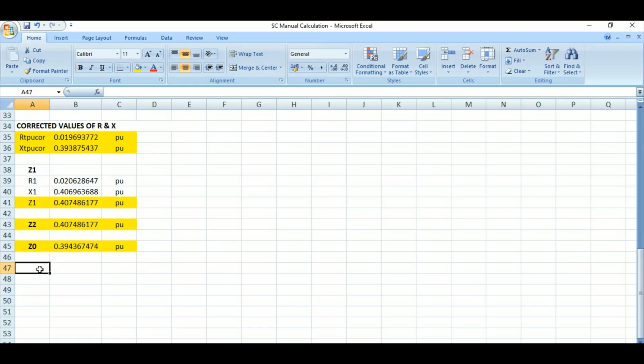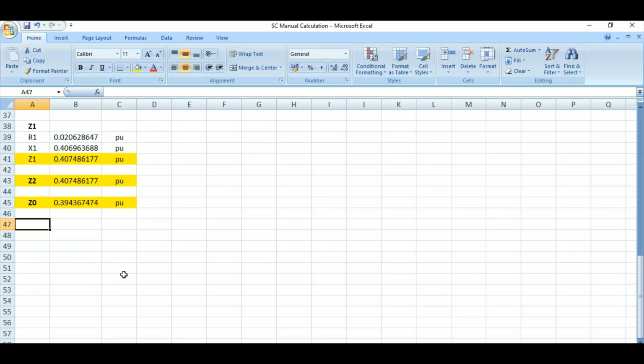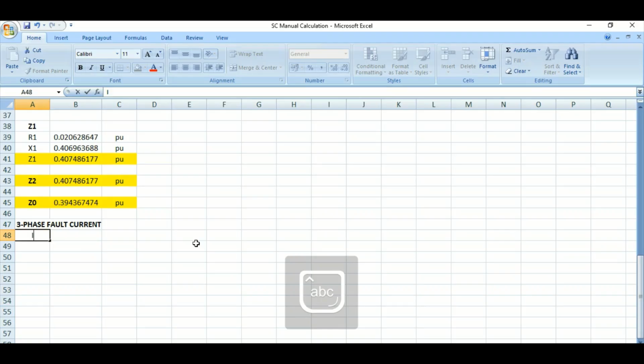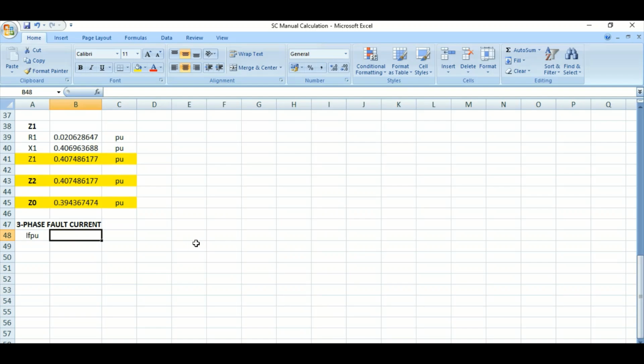Now we will find out the three-phase fault current. To find the three-phase fault current, we need to find the current in PU, the per unit fault current. So IF PU equals V by Z1. Z1 is per unit and V is also 1 per unit.